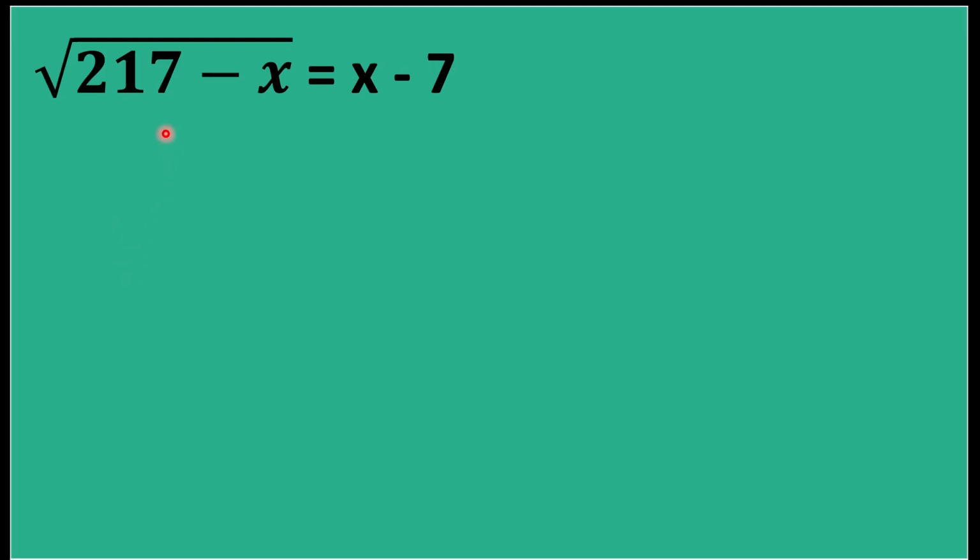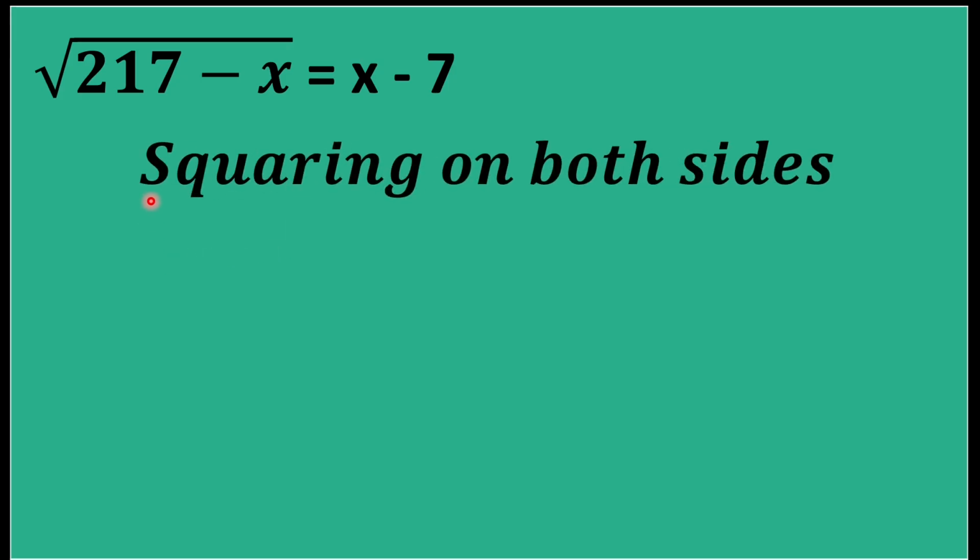Today we have this question: square root of 217 minus x equals x minus 7, and we have to solve this equation for the value of x. So let's start the solution of this question. First of all, we will take the square on both sides of the equation.